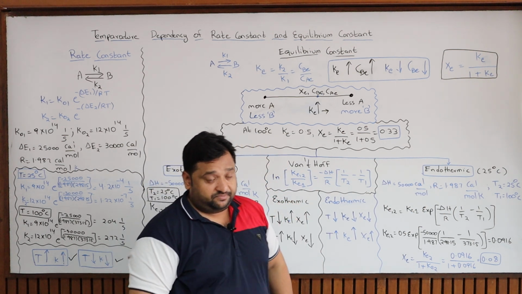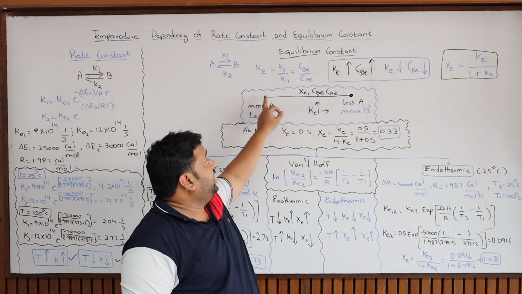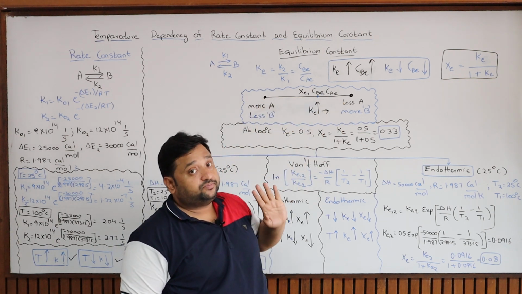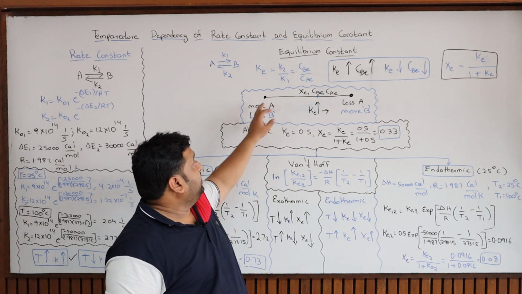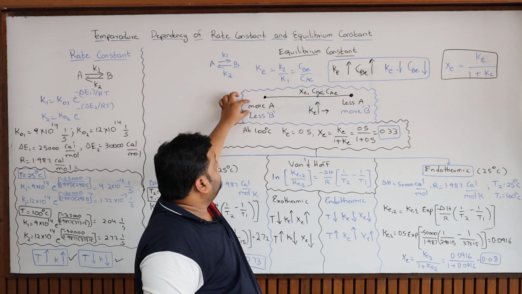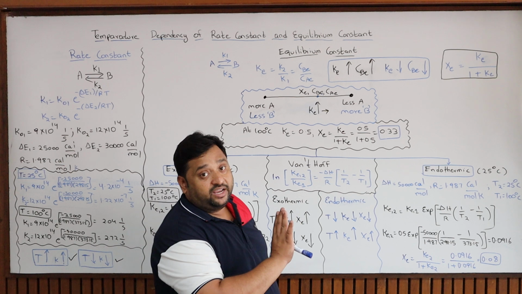Let us see that using a line representation. A line is connected by two dots, because slowly we are moving towards the temperature dependency. Here at this point, there is more concentration of A and less concentration of B, typically the start of the reaction.